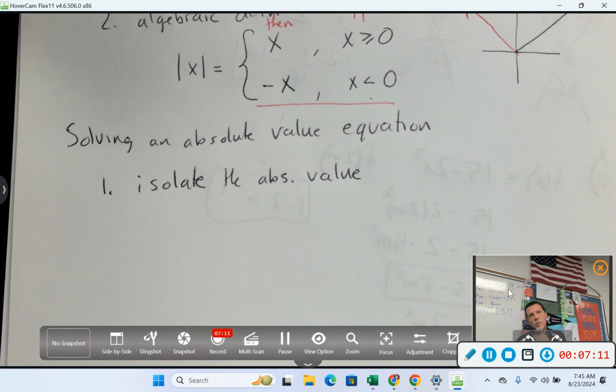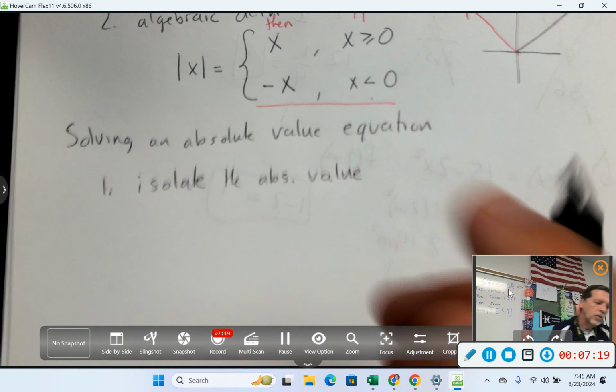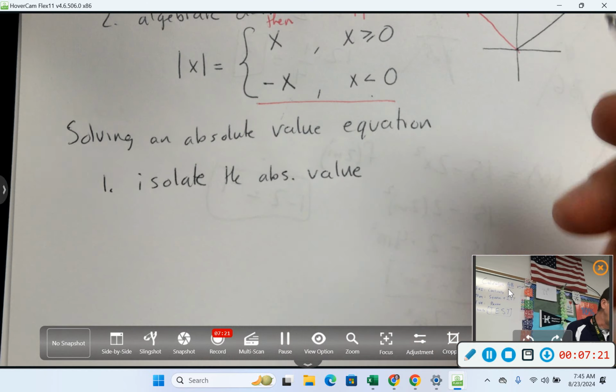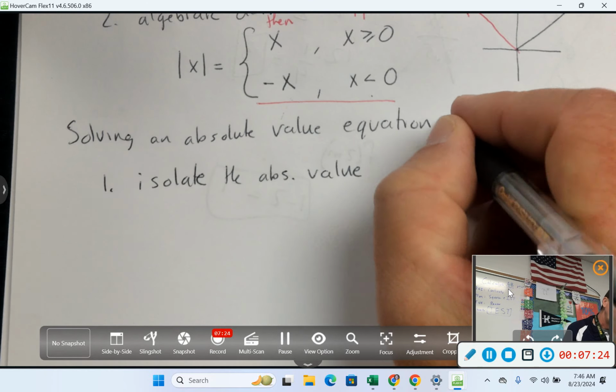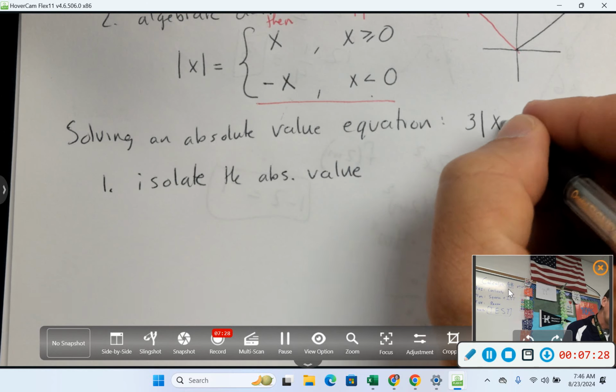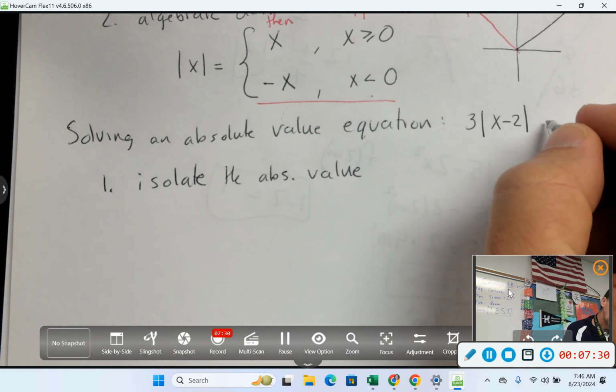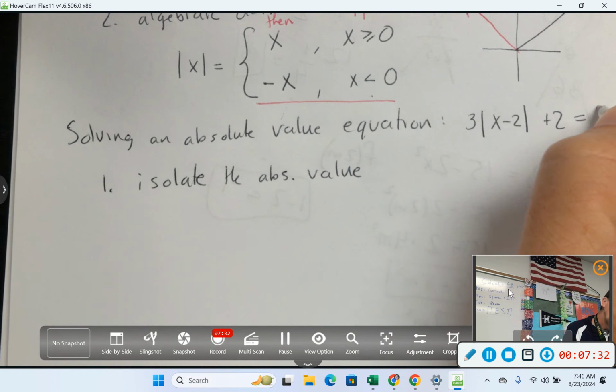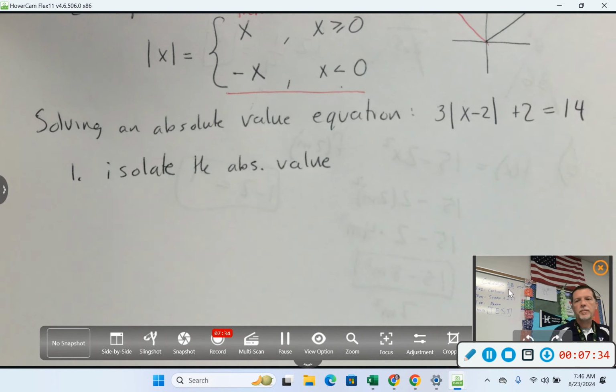List the steps while working a problem, because I think that helps make sense of the steps, because sometimes you read the English, you're like, what exactly does that mean? And so as we go through the steps, we'll also go through this example problem. 3 times absolute value of x minus 2 plus 2 equals 14.